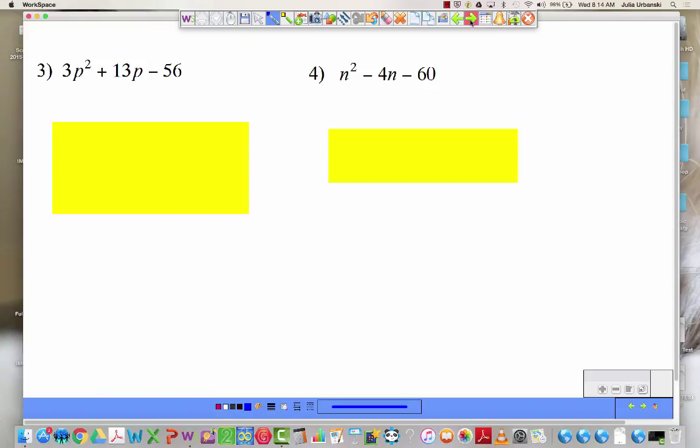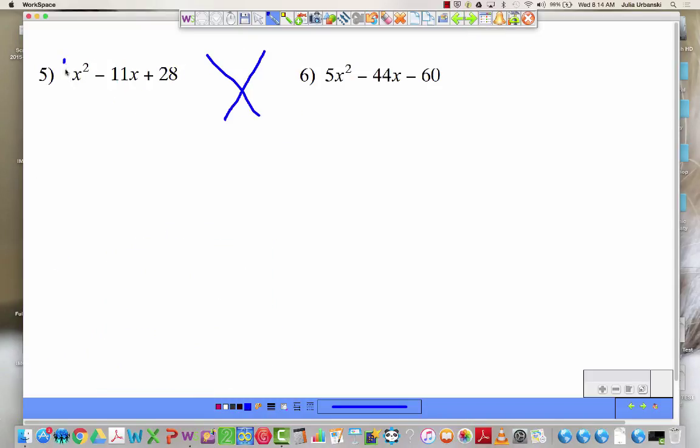Okay, number 6. First times the last. The first number is a 1 there. 1 times 28 is 28. On the bottom, we put the middle number, negative 11. 7 and 4. Good. Now deal with the positives and negatives. I need a positive for multiplying, but yet I need a negative for adding. What does that mean? Two negatives. Good. Negative times negative would be positive. Negative 7 plus negative 4 would be negative 11.